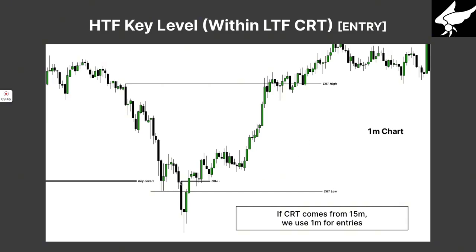Right here you can see a purge of the CRT low. As soon as we closed above, that is the change in state of delivery. This is the validation of the order block. Why is this an order block? A thick down close candle touching the key level number 1 and tapping the CRT low. Close above, entry on the tap, long towards the opposing end of the CRT range. Very high R to R trade.